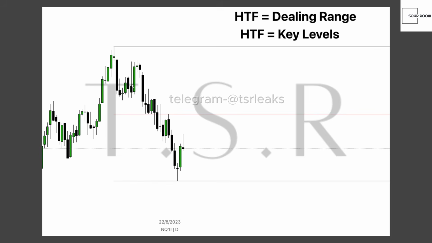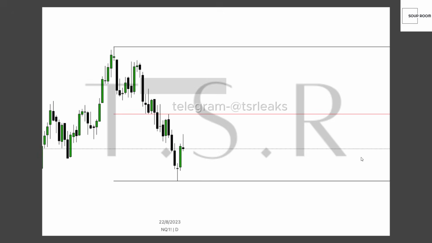Formed new liquidity within this range. Broke below it, closed below it. Price immediately rejected off of the order block and came to expand lower towards where? The draw on liquidity, which was this low right here, which we are now respecting and rejecting through this bullish CRT. Okay, so that's how you can find the key levels, and that's how you find the dealing range.